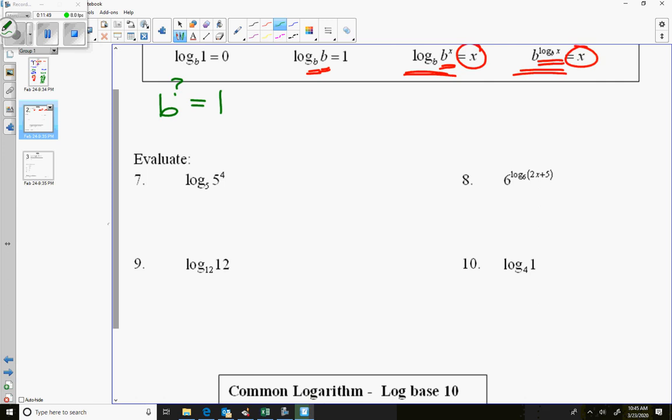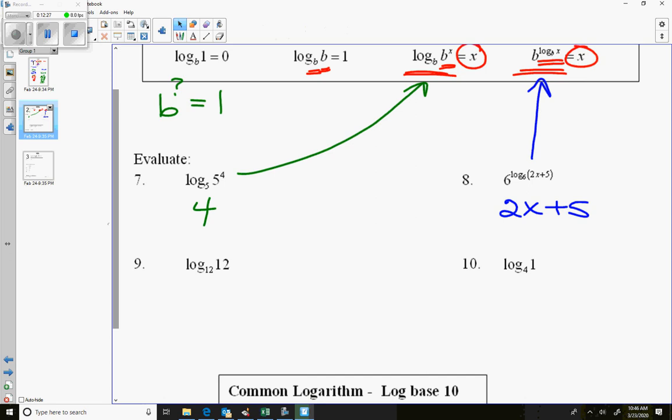So, log base 5 of 5 to the 4th power, the answer is just 4. That property right there. Next one, 6 to the power of log base 6 of 2x plus 5. Once again, it's just going to be 2x plus 5. That is that property. Exponentials within the logarithms, logarithms within the exponentials.